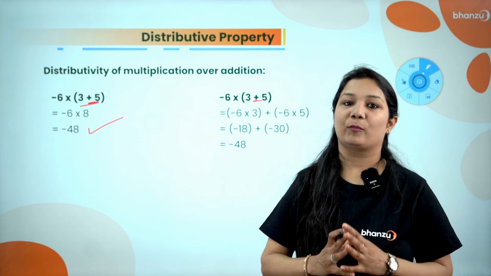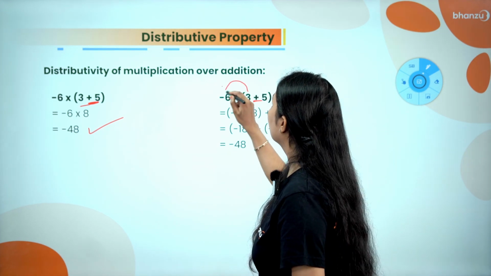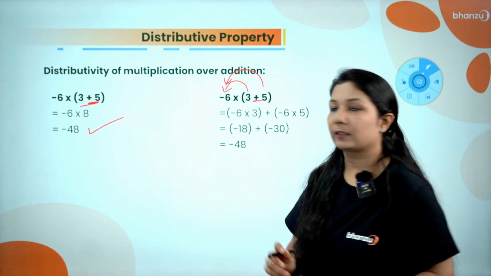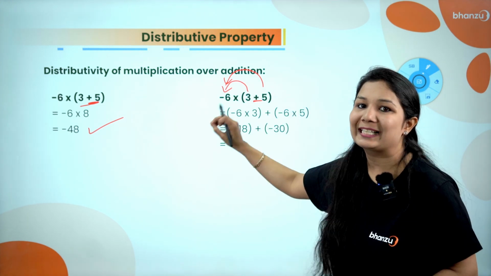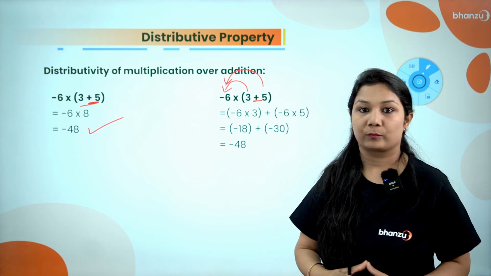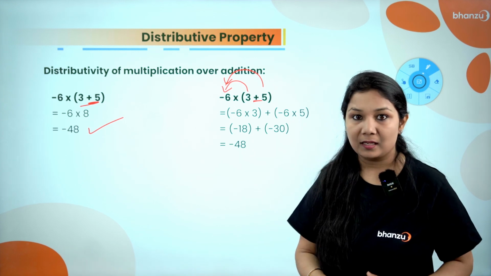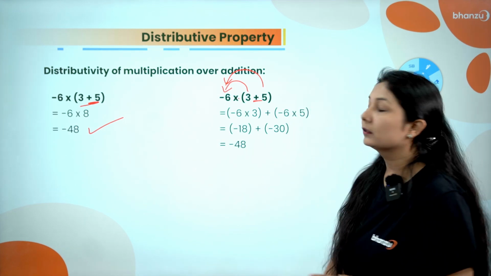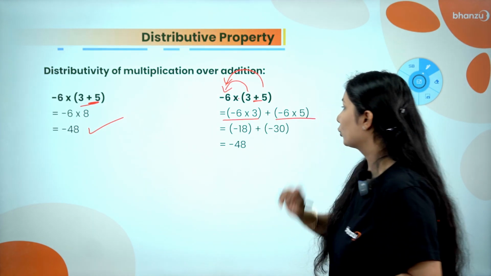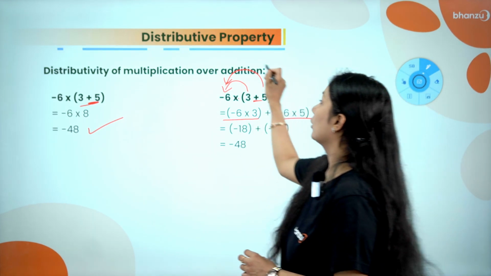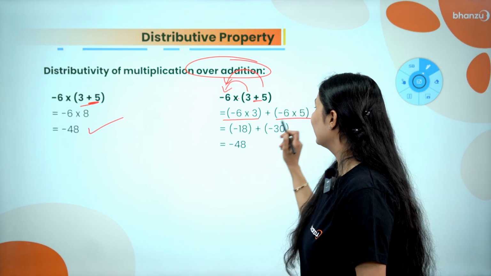But the distributive property says, whatever is inside the bracket, multiply it with whatever is outside the bracket. So minus 6 is distributed to 3 also, minus 6 is distributed to 5 also. Okay? So minus 6 into 3 is minus 18. Minus 6 into 5 is minus 30. We have distributed. So we got two different brackets over here, keeping addition in between because it's over addition. Right? So it's minus 18, minus 30.